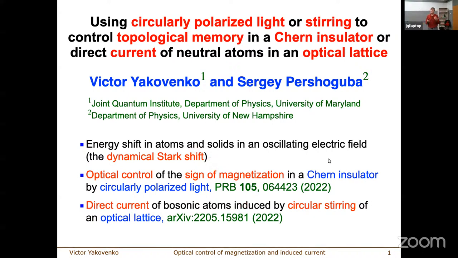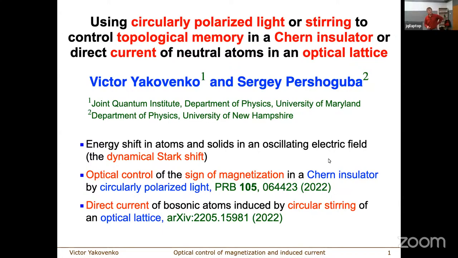And then this framework will be applied to two different systems. The systems are really very different. One is a Chern insulator, which has been observed in twisted graphene bilayers. The proposal will be to use circularly polarized light to control the sign of magnetization or quantum Hall effect, Chern number, et cetera, in these systems. The third part would be quite a different system: bosons in an optical lattice. It's very different from electrons in solids, but it will use the same mathematical formalism. So the same mathematical results presented in the first part will be applied to these two different systems, electrons in solids and bosons in optical lattices.